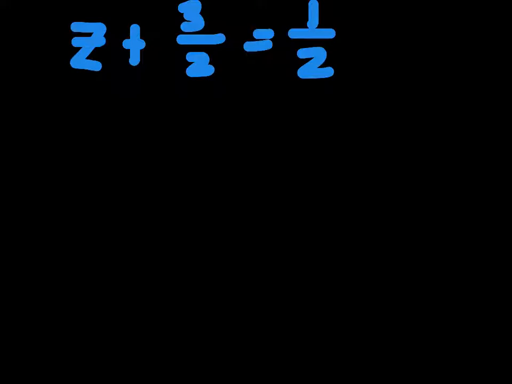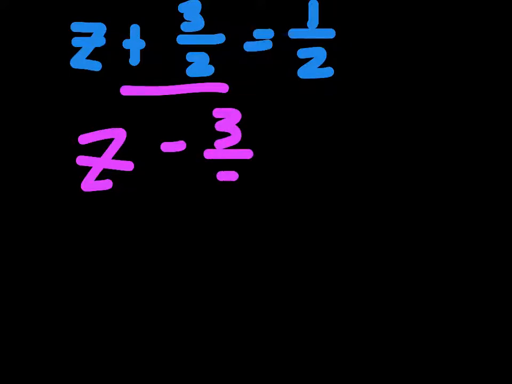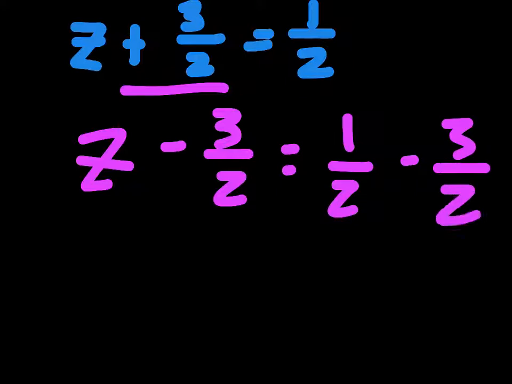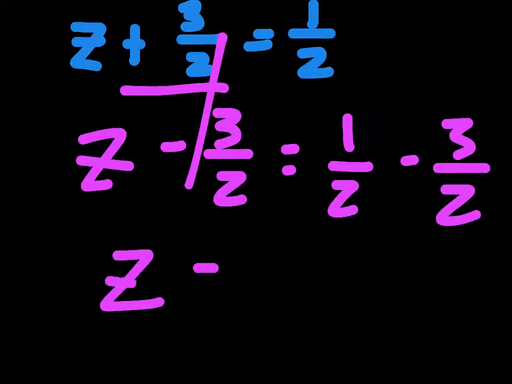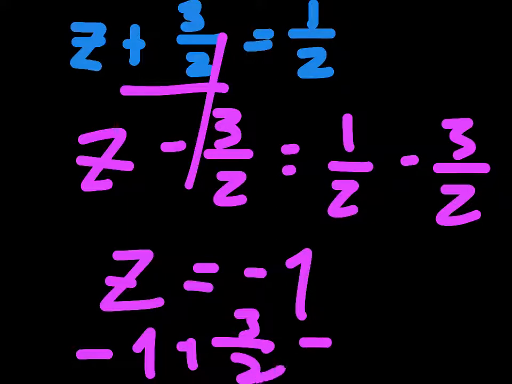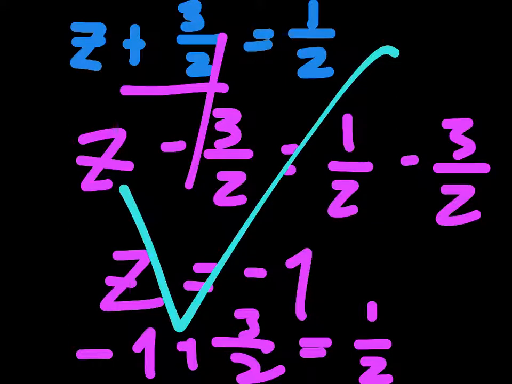Alright, so let's try one with a little bit of fraction kind of in it. First thing we want to look at is our fraction, and we want to get our variable alone, so that means we have to do the inverse operation, which would mean that we would be z minus 3 over 2 equals 1/2 minus 3 over 2. Because now this is canceled, so z now equals negative 1. So if we plug it back in, negative 1 plus 3 over 2 equals 1/2. Does that check out? Yep, so this is checked.